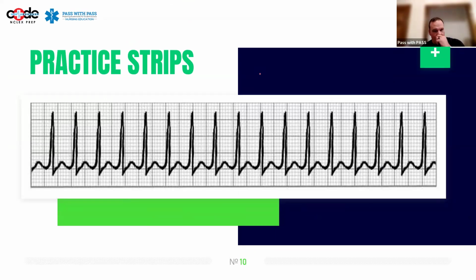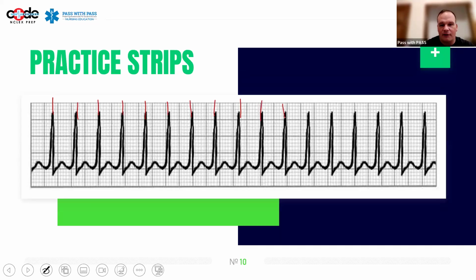All right, so what do we have here? First things first, is it regular? I'm going to mark my R to Rs again, and you all are probably already tired of me saying that, but that's kind of by design also. You have to be systematic and you have to get set in your routine here. So yes, I would say my R to Rs are regular. They're all evenly spaced from one another. Okay. So I have a regular rhythm.